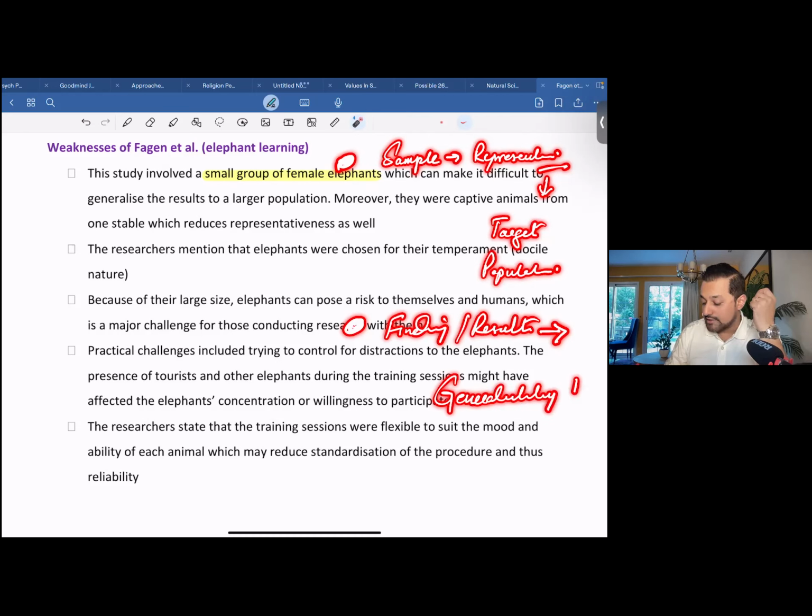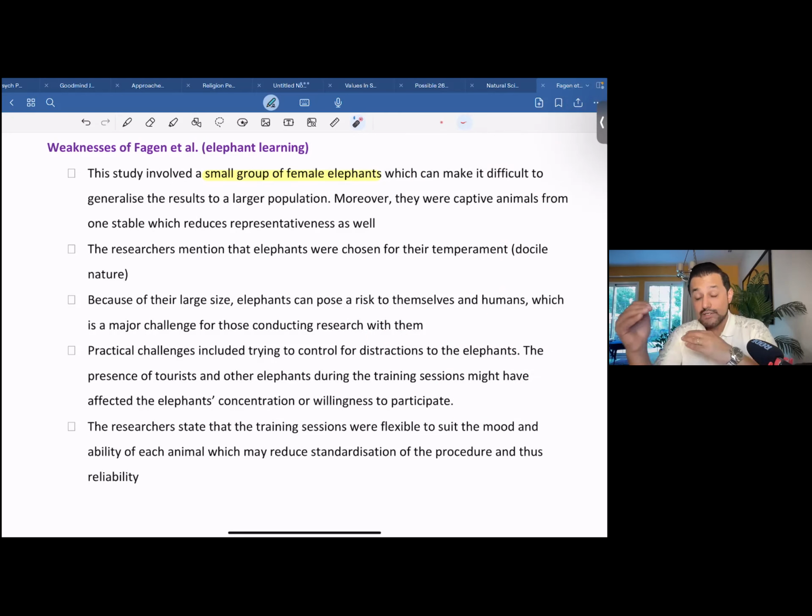Generalizability. So very simple, if the sample is representative of the target population, the chances that the findings would be more applicable or generalizable are higher. So since there was a small group of elephants, only 5 of them from which the data was collected, and they were all females, this might make it difficult to generalize the findings to a larger population of elephants.